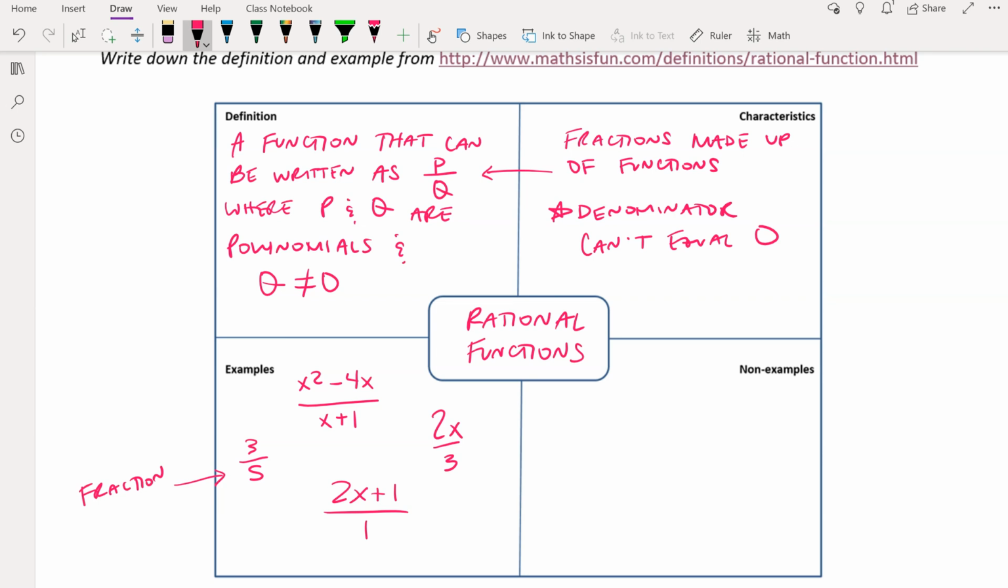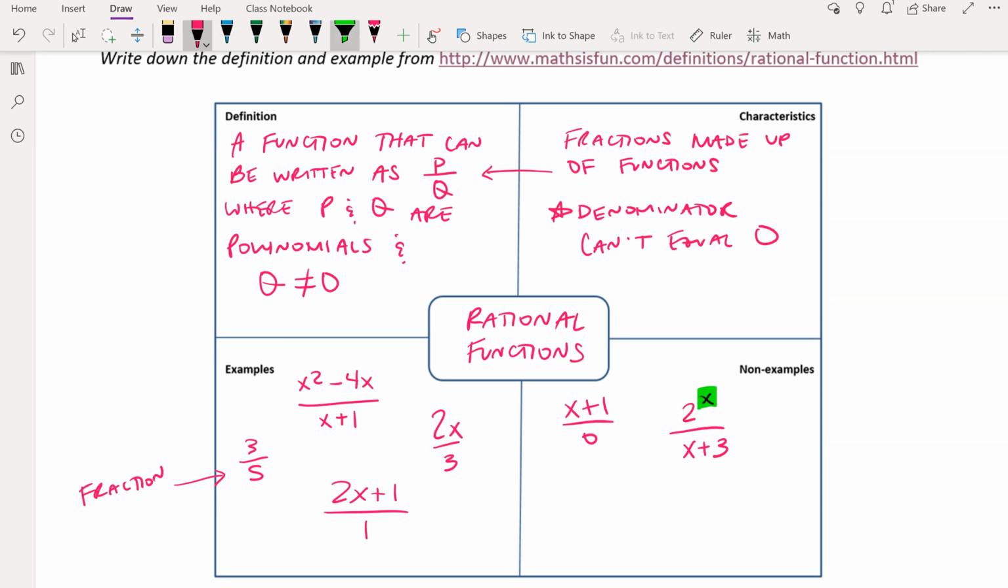So how about non-examples? Things that are not examples? X plus 1 divided by 0. Well, we said over here the denominator can't equal 0, so that is not a rational. What about 2 to the x over x plus 3? What's wrong with this one? The x is in the exponent. That's not actually a polynomial.